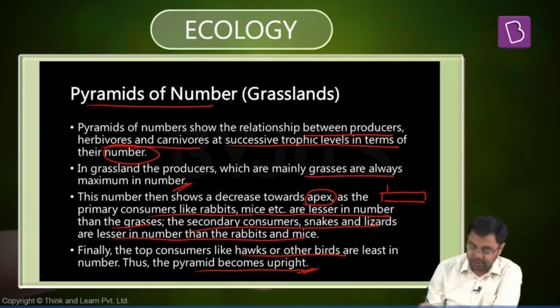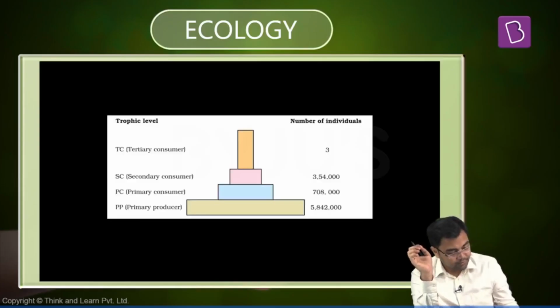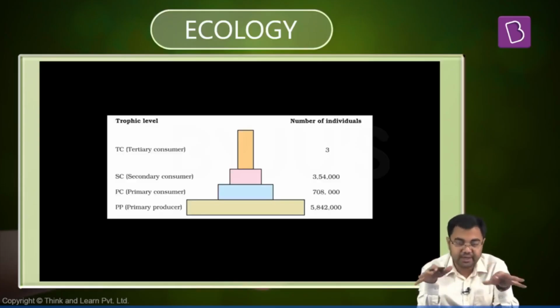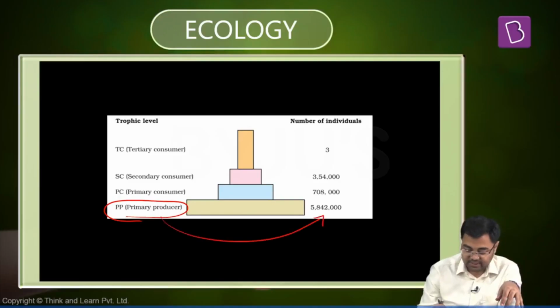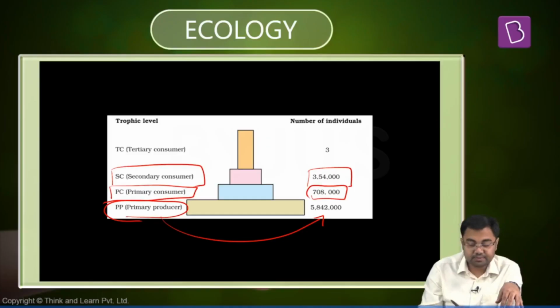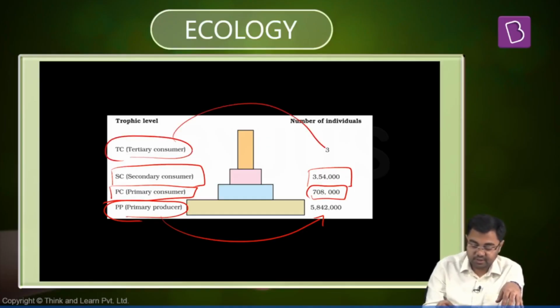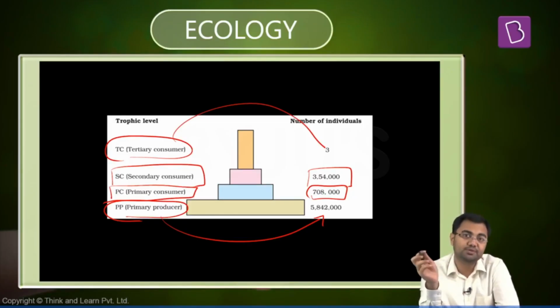So you have a number of producers, then you have primary, then you have secondary consumers like this. So the number keeps on decreasing. If you look at this particular picture, you will get an understanding of it. First of all you have the primary producer. From the primary producer, let's say if this is the number of individuals, then the number of primary consumers will be only this much. Then from there the number of secondary consumers will only be this much. The number of tertiary consumers will be much lower. So this is an absolute number that you can see in a given grassland ecosystem.